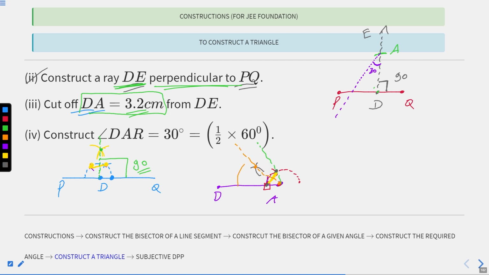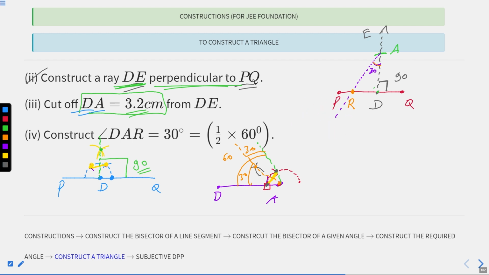That means the whole angle is of my 60 degree, and this angle is now divided into two equal parts, which are 30 degree and 30 degree. I hope this is clear. So this is my 30 degree, or you can even use a protractor if you want in the construction. Okay, now wherever it intersects, I am going to name it the point R. I hope this is all clear.